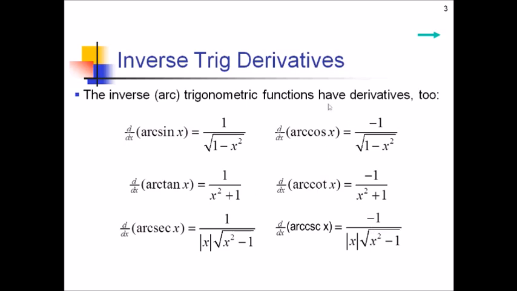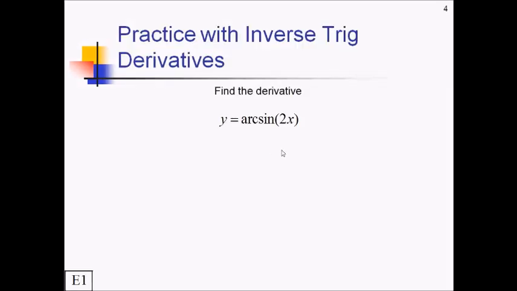Now these look kind of big and nasty, so you might be a little bit scared about memorizing all of these for the AP test. And the good news is, although all of them are fair game, in my experience I've seen arc sine, arc cosine, and arc tan the most. So if you at least know those three, that's most of what you're going to encounter, at least based on past experience. We're going to do a few examples with these now.